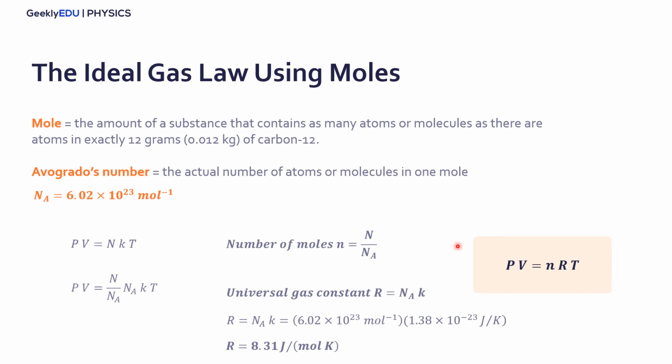Now, well, we have that N over Na is the number of moles, small n here, and Na times K is our universal gas constant. Okay, we generally use this formula here when solving problems because it's easier to talk about gases in terms of moles, okay, instead of number of molecules, right? So moles is much more useful, okay?